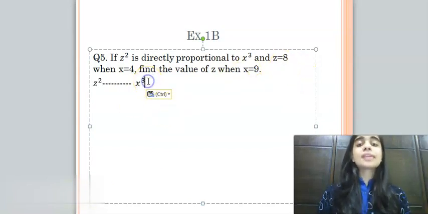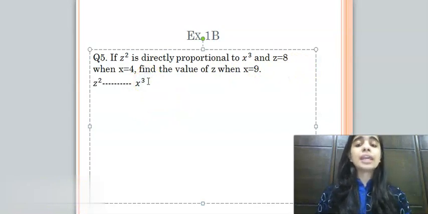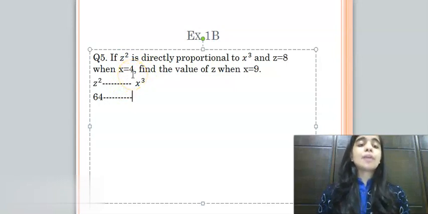So what will be z square? 8 multiplied by 8, that is 64. And what will be x cube? The value of x is 4. So that means x cube will be 4 multiplied by 4 multiplied by 4, which is also 64.